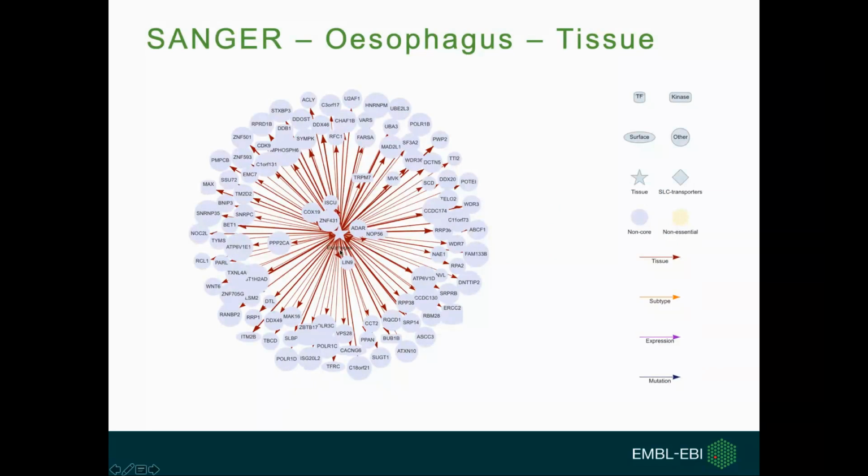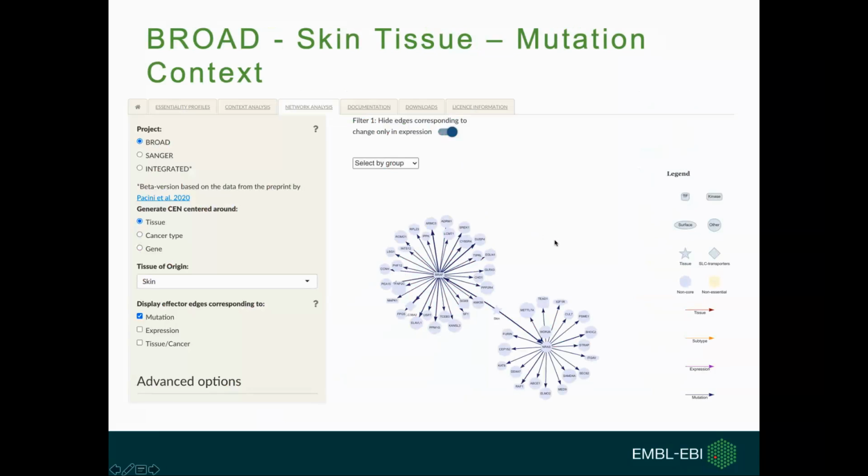For example, in here, using the Sanger study and the esophagus tissue, these are the genes that are significantly essential in esophagus cancer cell lines. In here, I just put how you can use the website too. So in here, the project is Broad, the tissue is select, the tissue is skin, and we are using the context as mutation. What we can see in here, in the skin tissue, in melanoma cell lines, there are two main driver mutations, which are BRAF and NRAS.